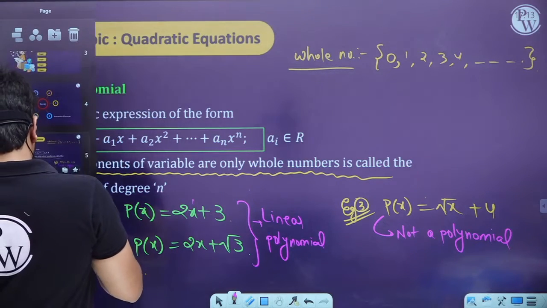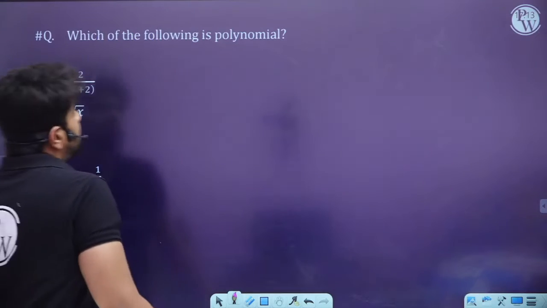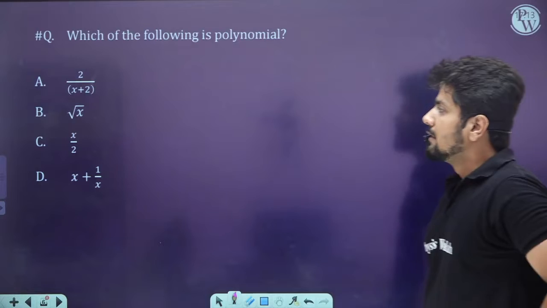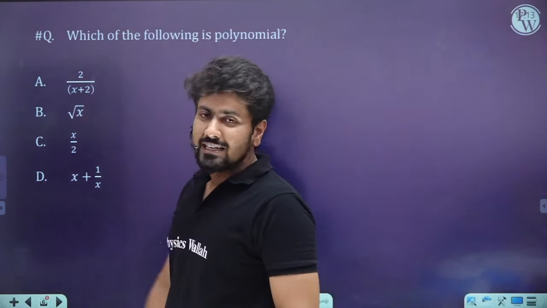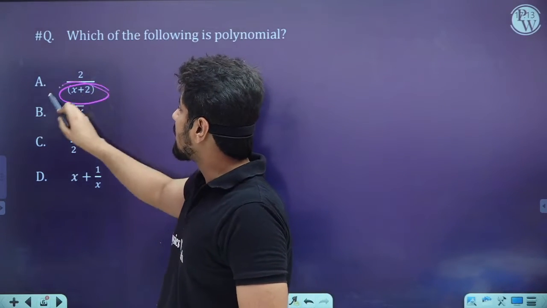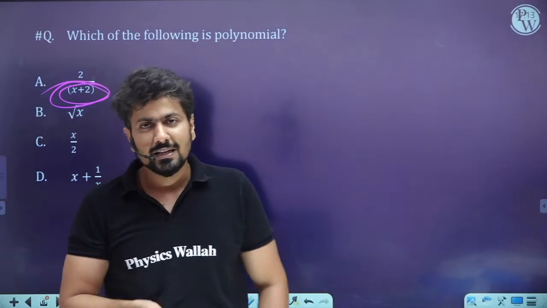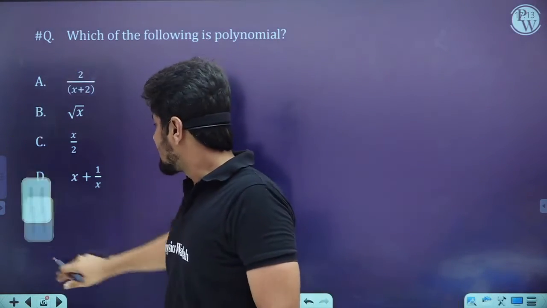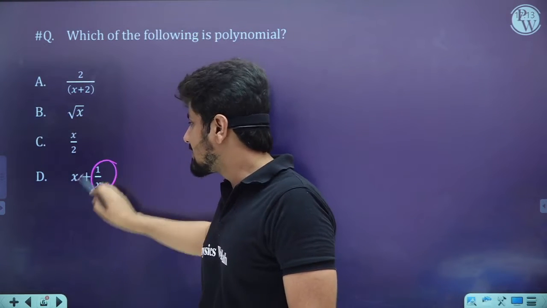Moving ahead. Now, if I ask you which of the following is a polynomial, like 2 upon x plus 2. See, whenever there is a variable in the denominator, it means that its power is minus 1. Like suppose 1 by x is written, see in option D, 1 by x is written.